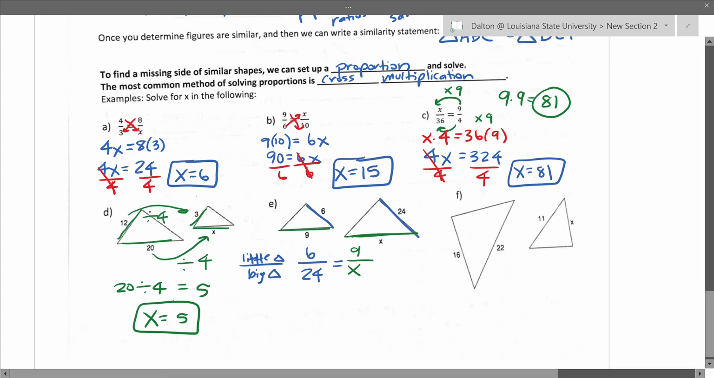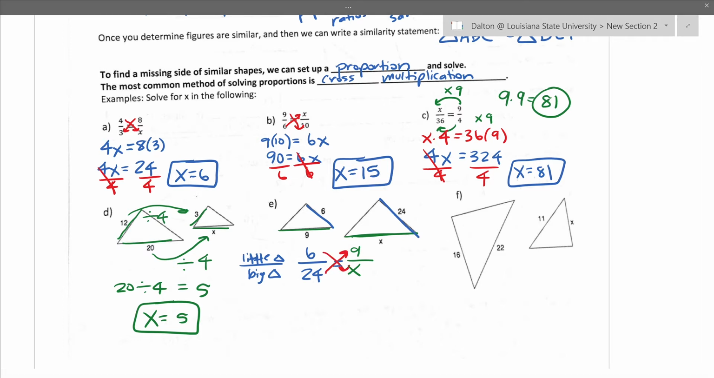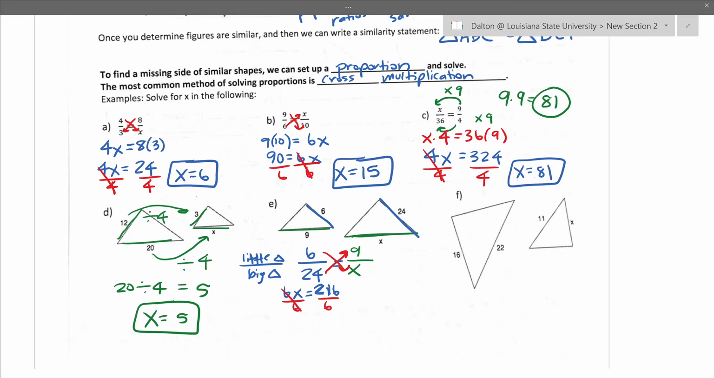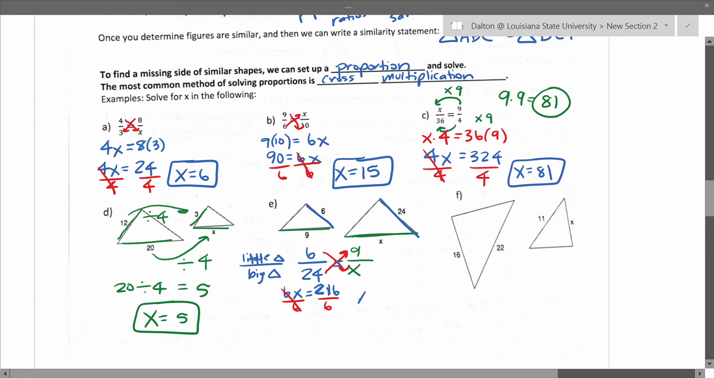And then once they're set up like this, we can cross multiply like usual. 6 times x, 24 times 9. So that's going to be 6x equals 24 times 9 is 216. So then if I divide both sides by 6, I end up with x is equal to 36.